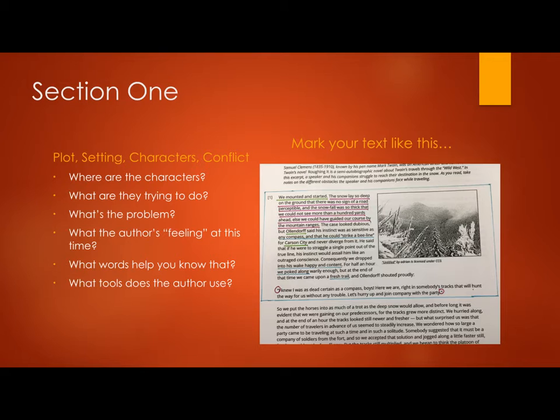And the last part of this section here, we want to look at the dialogue. We mentioned that a memoir is going to have dialogue just like a short story would. So look at what the author says. It says, I knew I was dead certain as a compass, boys. Here we are, following somebody's tracks that will hunt the way for us without any trouble. Let's hurry up and join the company with the party. So you hear this man talking, and it gives you an idea a little bit more about his character and about the confidence that they have.